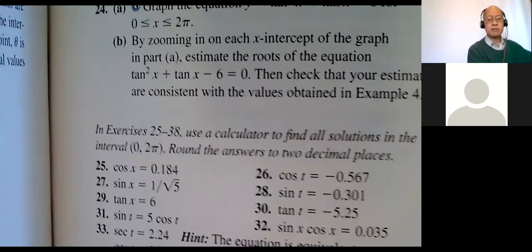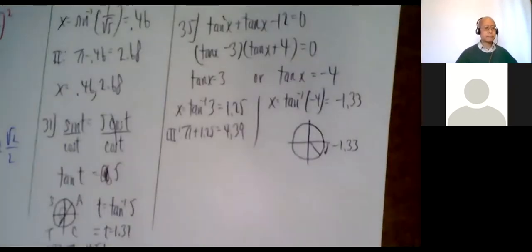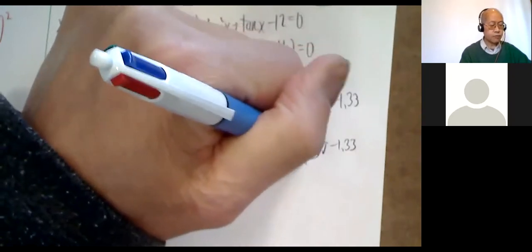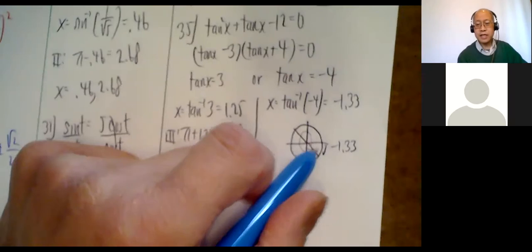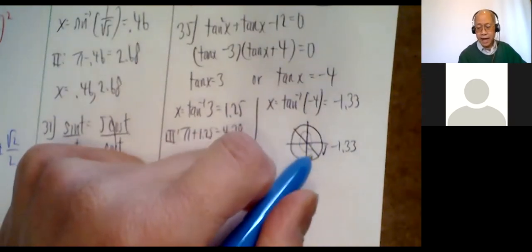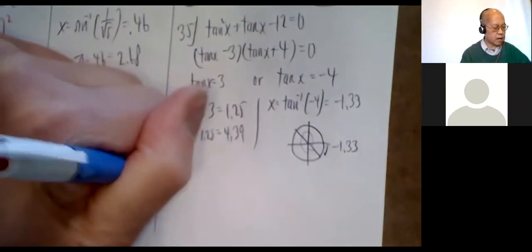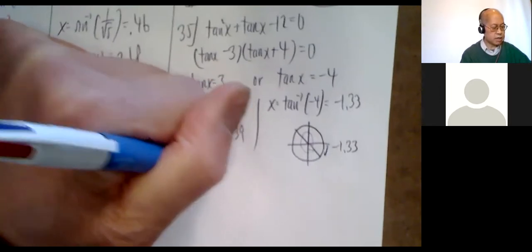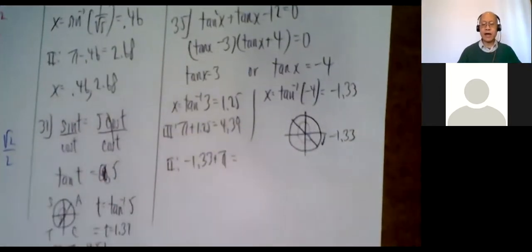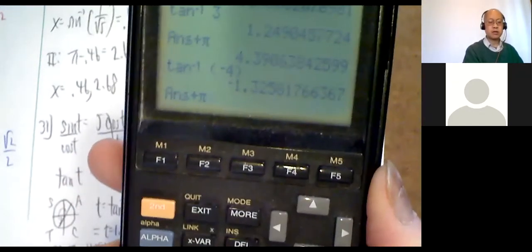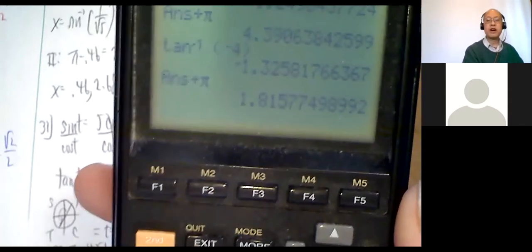But in the original directions, it asks for angles between 0 and 2 pi, right there. So I need the angle over here and the angle over here. Well, to get this, I can just add pi and add another pi, which would be 2 pi total. Okay, so the second quadrant angle is that -1.33 plus pi. So plus second function pi, answer plus pi. 1.815 means 1.82.